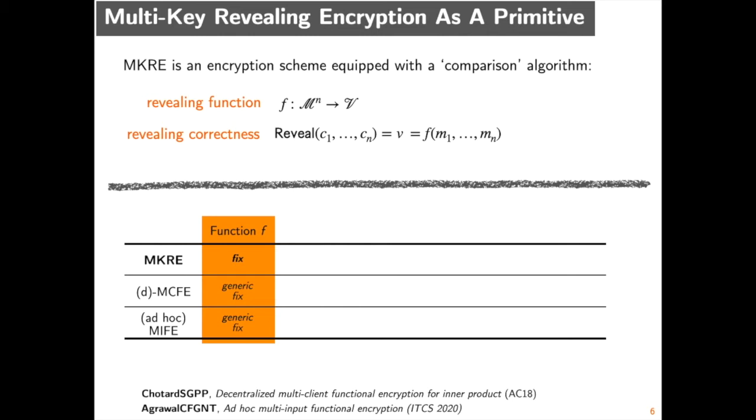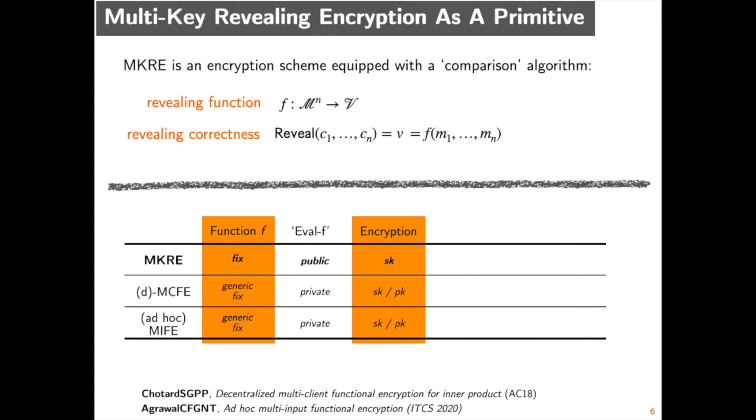The evaluation function, this reveal function that I called before, is public in the case of multi-key revealing encryption, so everybody can run the reveal. Everybody can check whether n ciphertexts have the property that the revealing function carries. While in multi-client and multi-input functional encryption, this evaluation is private. This is usually linked to using the secret key connected to the function f.